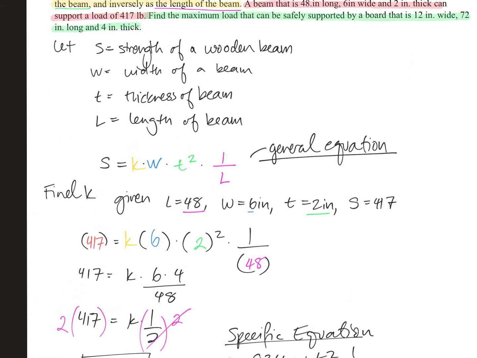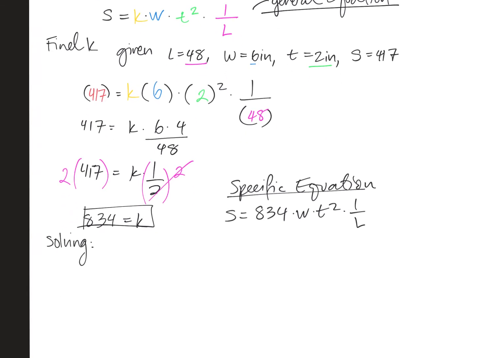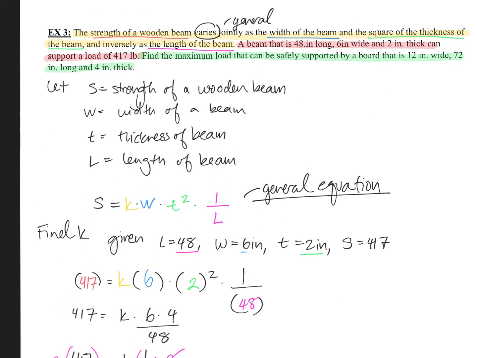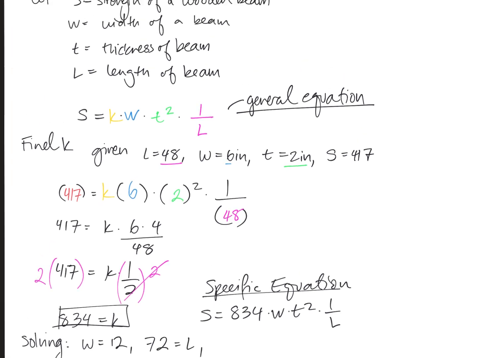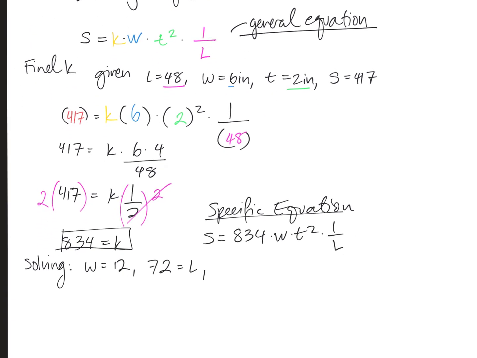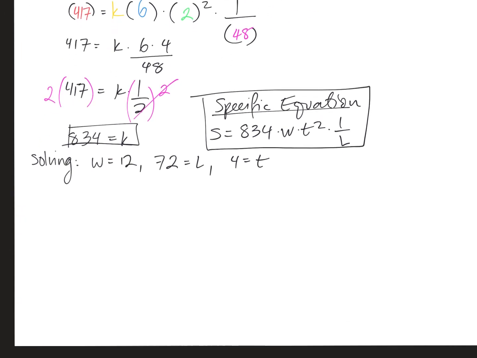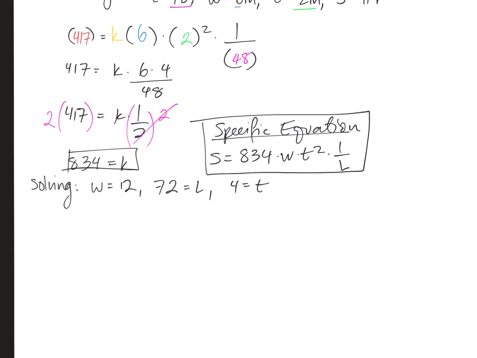Board is 12 inches wide, so W is 12. 72 inches long. 72 is L, and 4 is the T value. Let me just go ahead and box this off. Okay. All right, and we're told to solve for S, because that's talking about the strength that it can carry, the load. Here, now we're going to use this equation to solve for S.